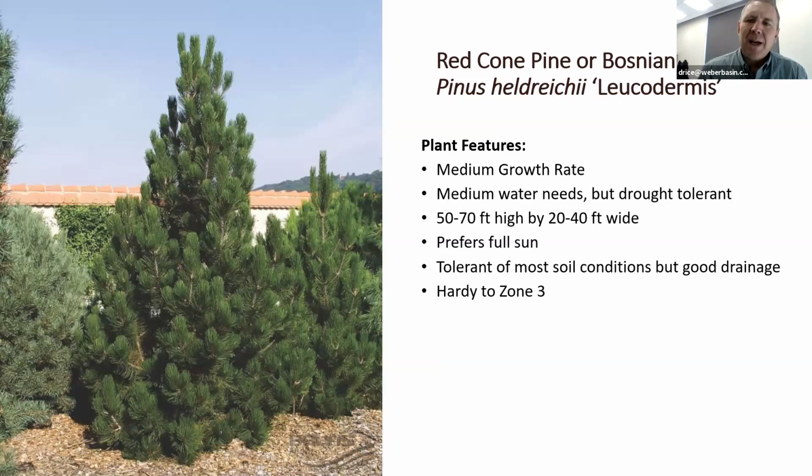Red cone pine or Bosnian pine. Now these, notice they're pretty dense, and this is Pinus heldreichii, medium growth rate, needs medium water, but is drought tolerant. These can get large, again, up to about 70 feet at maturity. Tolerate most soil conditions. Almost all of these are going to say good drainage. So, hopefully, if you've got a heavier site, something you can do to promote a little bit of drainage is to add some looser material. Some people have said, and this is not the scientific thing, that you can put some rocks and some gravel in with your soil and dump that back into the hole.